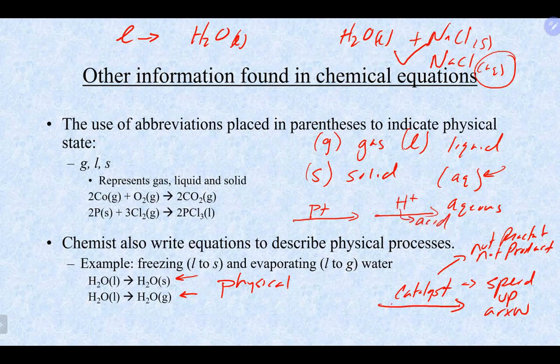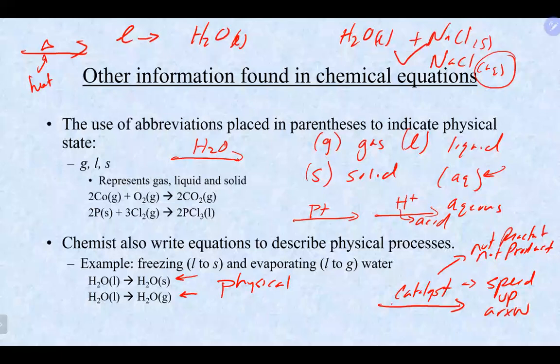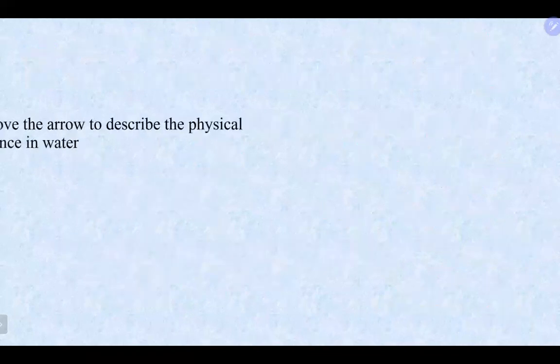Other things that we sometimes see on top of the arrow: sometimes we will see water written up on top, and that usually indicates that you're dissolving something in water. And lastly, sometimes you'll see a little triangle, the delta symbol, written, which represents that heat is involved. So these are a lot of the symbols that we see in chemical equations, and they're also included a lot of times as well.